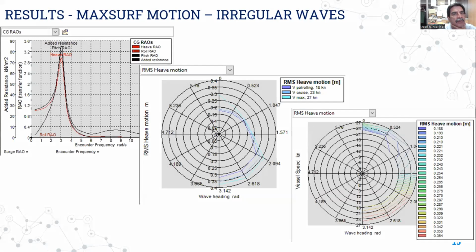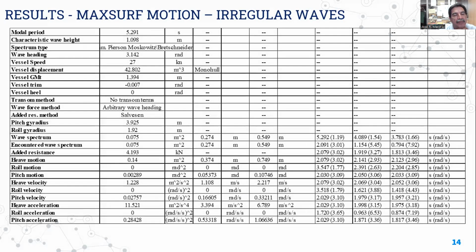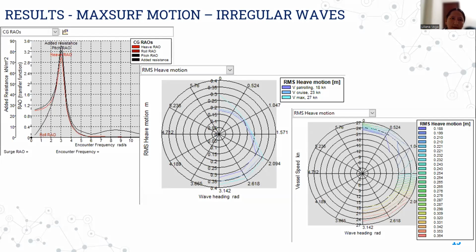In this case, it will be very interesting if you change the velocity, because it will be very interesting to see how the velocity influences the response of the ship in waves. And the same is the response, the raw and spectral, for the second condition.